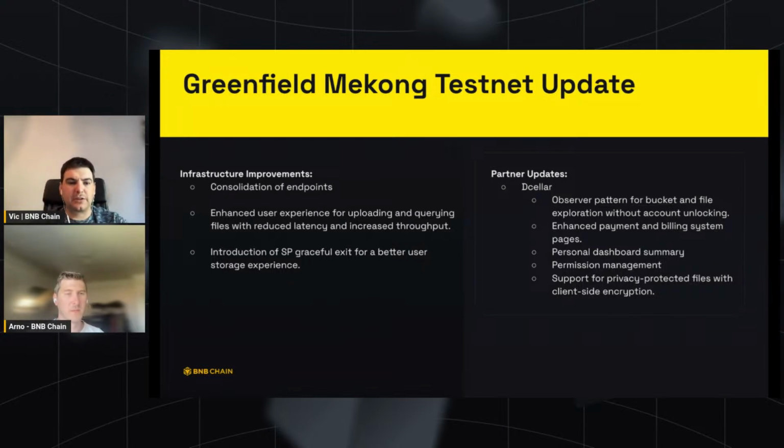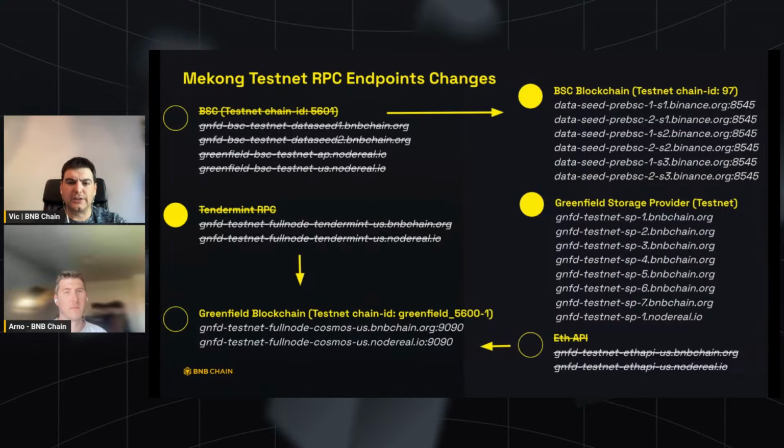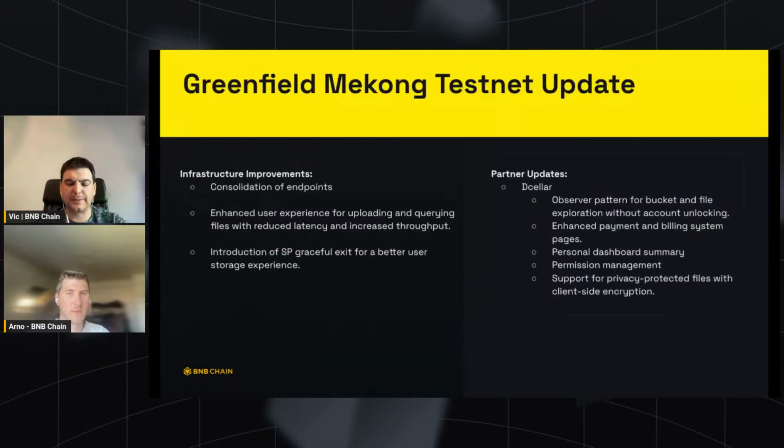From the user perspective, there was a big change in terms of endpoints. As some of you know, before there were designated endpoints in terms of the BSC testnet, which was only for Greenfield. People complained that it wasn't clear enough, and it was a bit messy. So this was all cleaned up, and in the next slide we'll go through it.